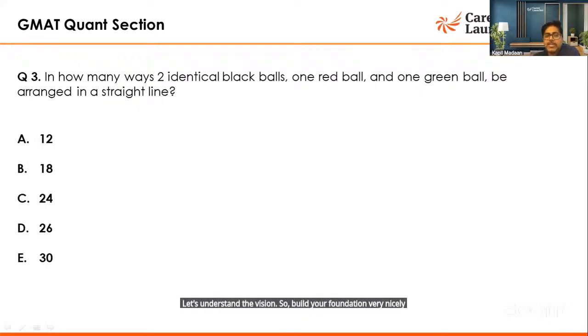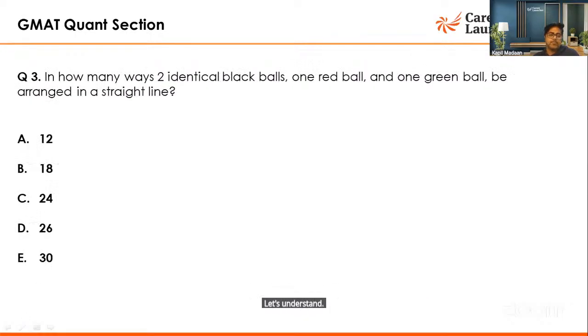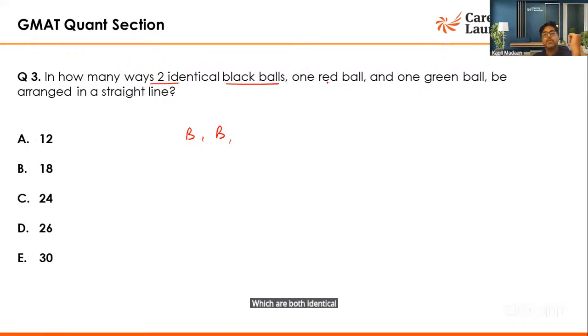The first thing here in this question, let's understand. It says, in how many ways? Two identical black balls. Okay, fair enough. So there are two black balls, which are both identical. One red ball, okay, and one green ball. In how many ways can they be arranged in a straight line, right?